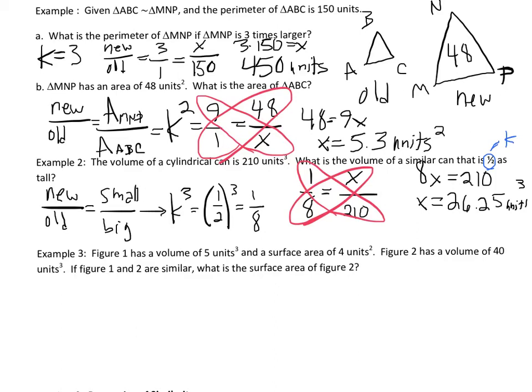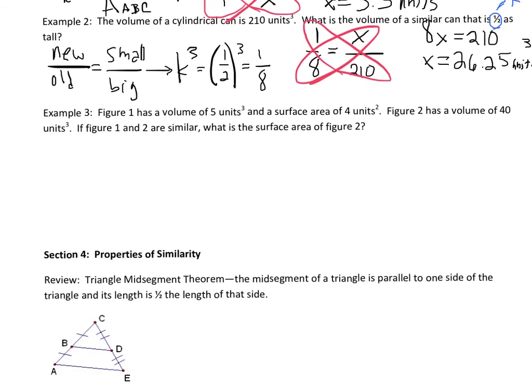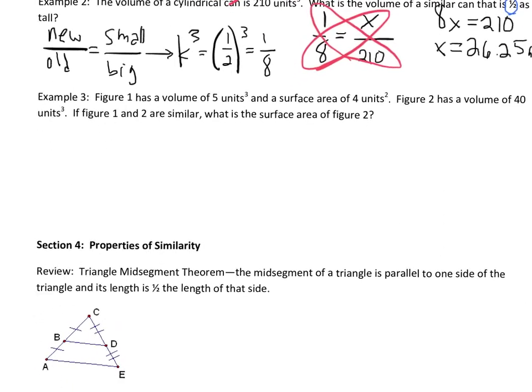Last example, figure 1 has a volume of 5 units and a surface area of 4 units squared. Figure 2 has a volume of 40 units. Okay, and then it's saying they're similar, so it wants the surface area of the second one. So to be consistent, I'm going to do figure 1 over figure 2, because it didn't really tell me which one was new or old. So I'm just going to write that to be consistent.